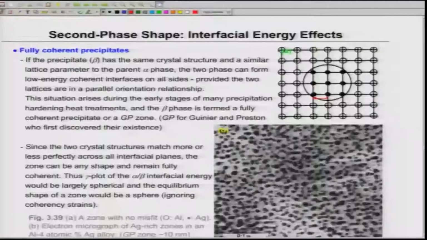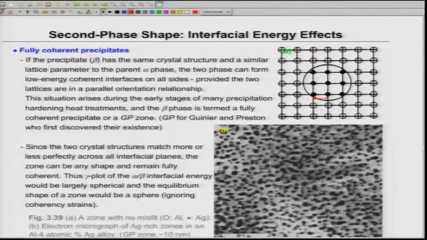You see here, in that case, the shape of the precipitate can be anything. Basically it will be spherical, because there is no preferential interfacial energy change along any of the interfaces. So, this must be a spherical precipitate. The gamma plot of the alpha-beta interface will be largely spherical, and the equilibrium shape of a zone could be a sphere.